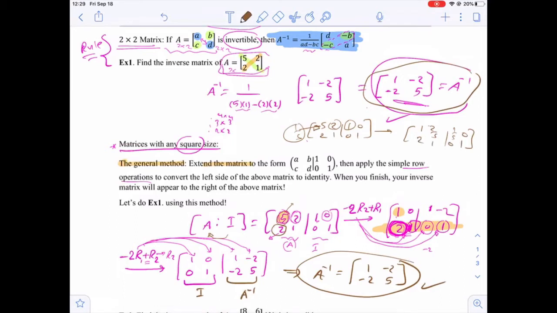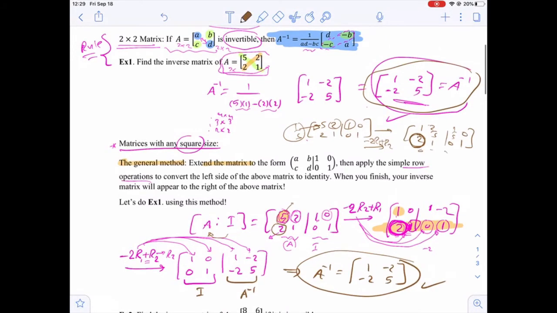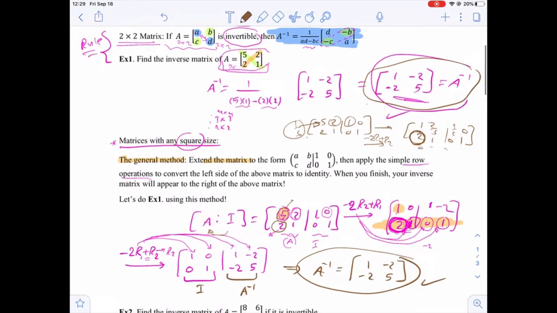And then the next step is to make this equal to 0. How to make this 0? We multiply by -2. -2 times row 1, and then add it to row 2. This will make this number 0, and so on. But as you can see here, we have to deal with fractions, like 2/5.